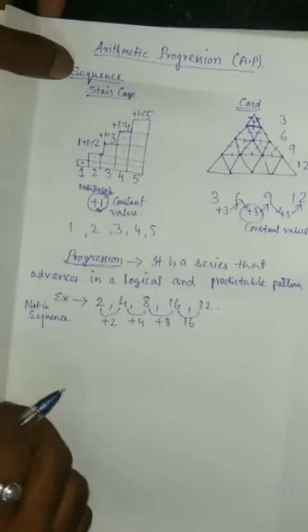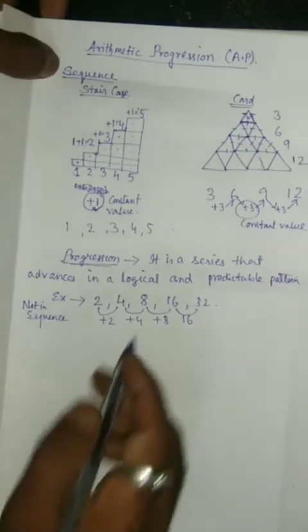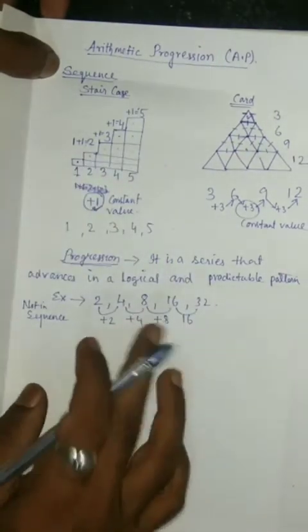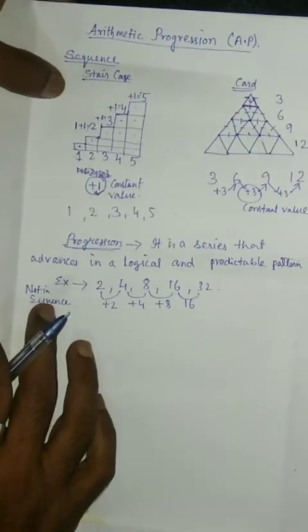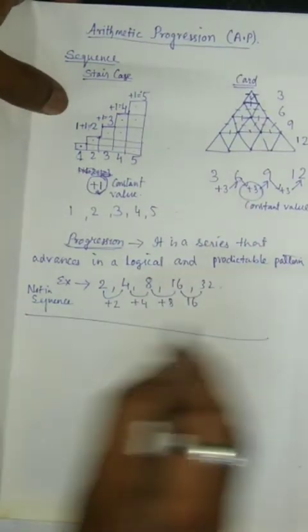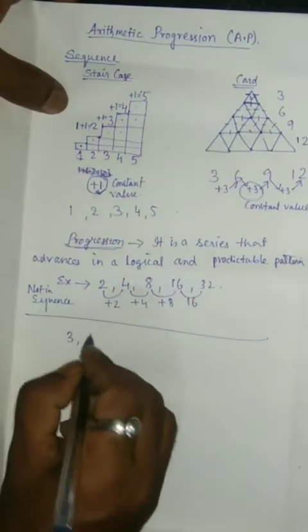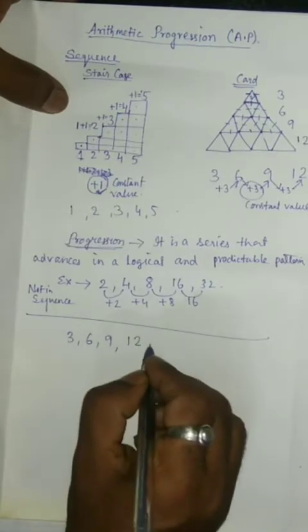Now here we shall study about AP. With the terminology sequence, it becomes very easy for us to understand what is AP. Let us take an example. 3, 6, 9, 12, and so on.